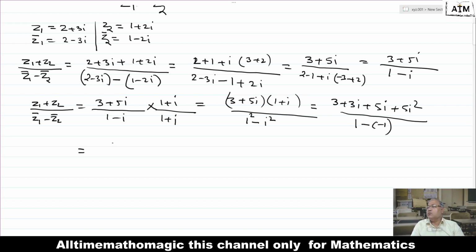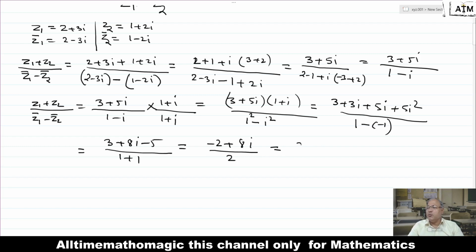So that is equals to 3 plus 8i minus 5 upon 1 plus 1, equals to minus 2 plus 8i upon 2. If common is possible, you can take the common in the numerator. So I am taking 2 common in numerator: minus 1 plus 4i upon 2.